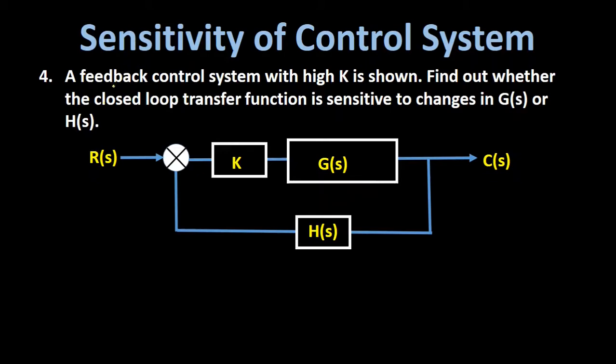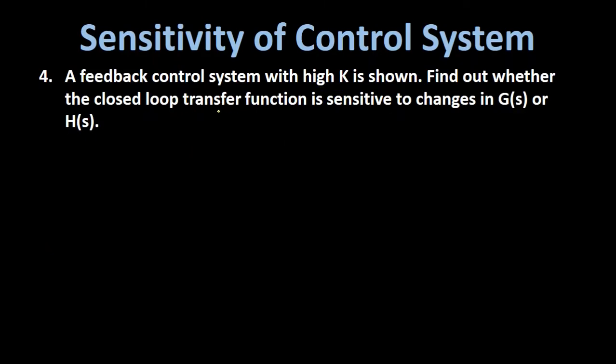So the fourth question on sensitivity is: a feedback control system with high K is shown in the figure. Find out whether the closed loop transfer function is sensitive to changes in the forward path transfer function G(s) or changes in the feedback path transfer function H(s). For this closed loop control system, the overall transfer function T will be equal to KG divided by 1 plus GHK. We have to find out whether the overall transfer function, or the closed loop transfer function, is sensitive to changes in G or changes in H.